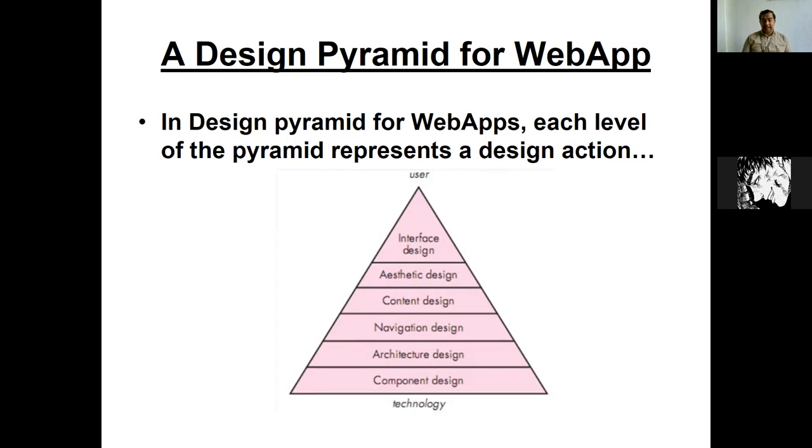The technology cannot be taken to the users directly. It has to go through different levels, and finally the interface that the user can interact with is the final deliverable. If you deliver the component or architecture or navigation or content or aesthetic, they won't understand anything out of it. They are all intermediate things that our project must possess. Is that clear?